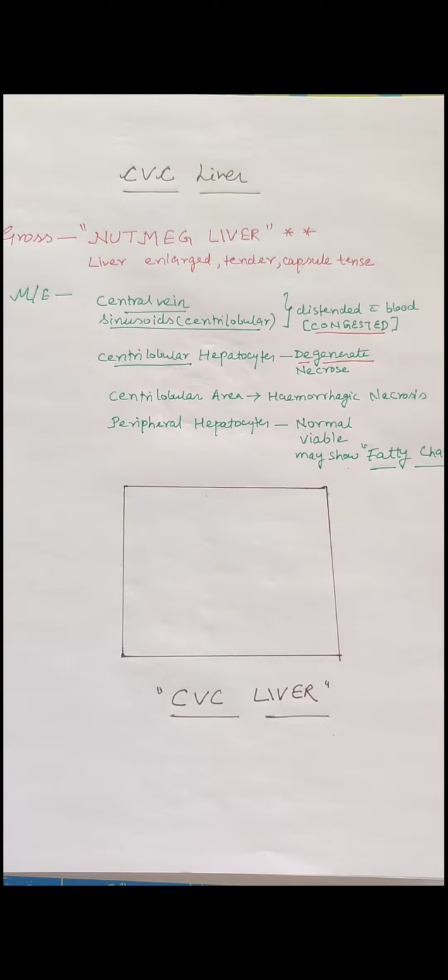The congested areas appear red, and the areas with viable hepatocytes and with fatty changes appear yellow. So it gives a nutmeg appearance. So this is the most important point regarding the gross of CVC liver.